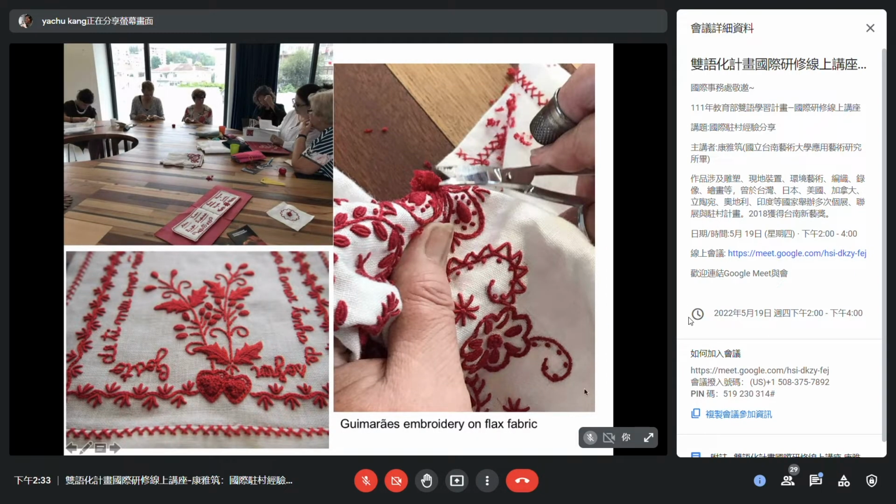So as I said, Guimarães embroidery on flax fabrics is their traditional craft. So the organization also hosts workshop events and invites artists to participate. So we could learn how to do this embroidery from the local women.